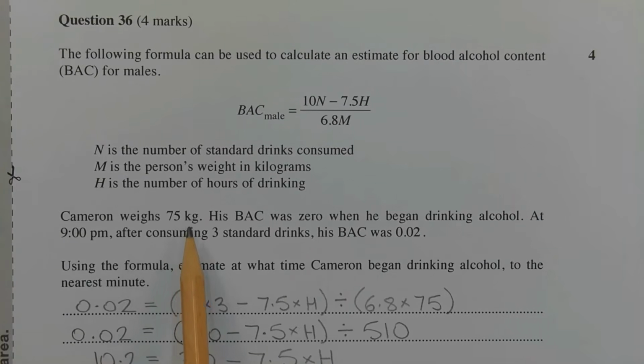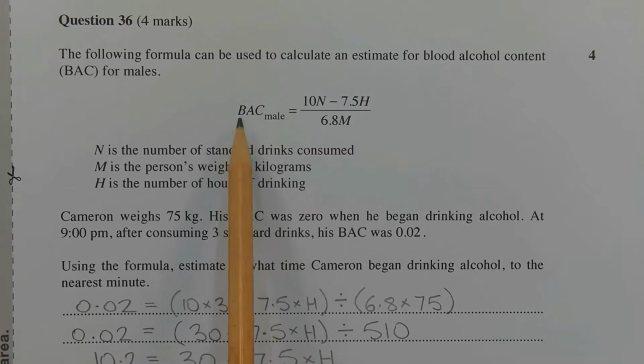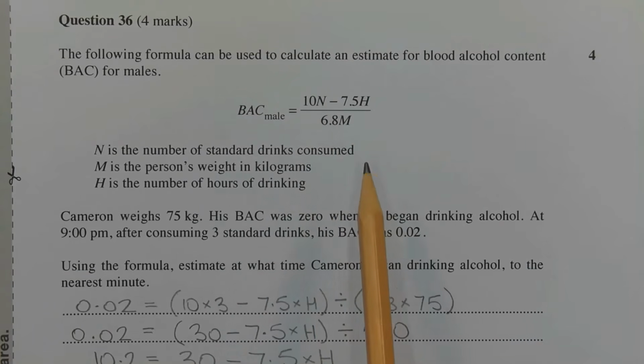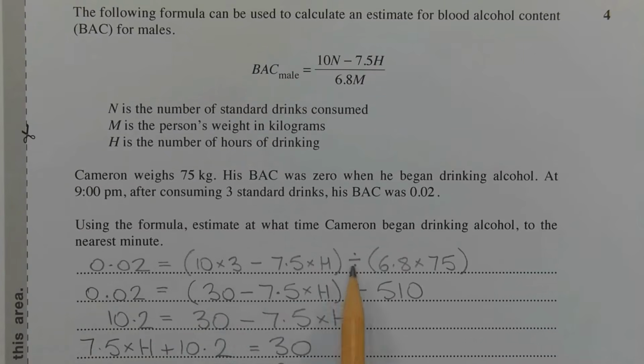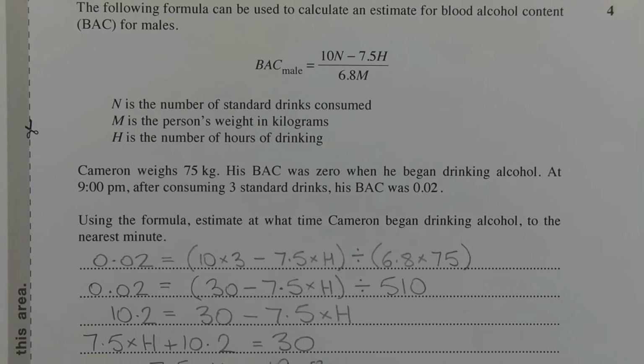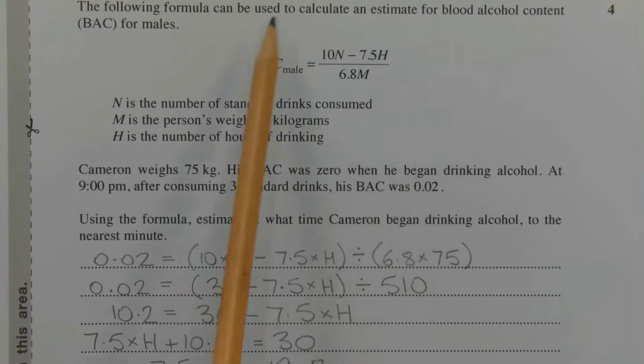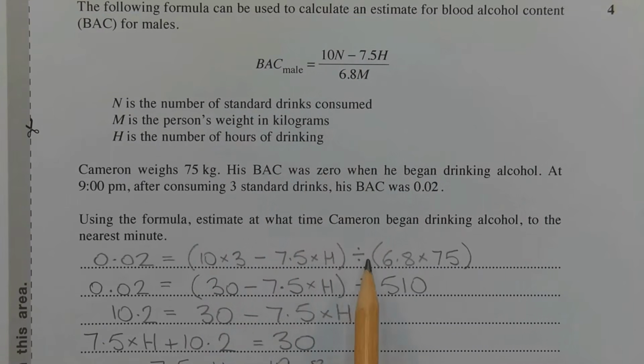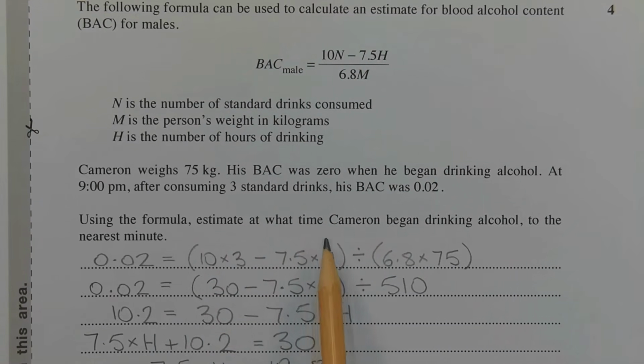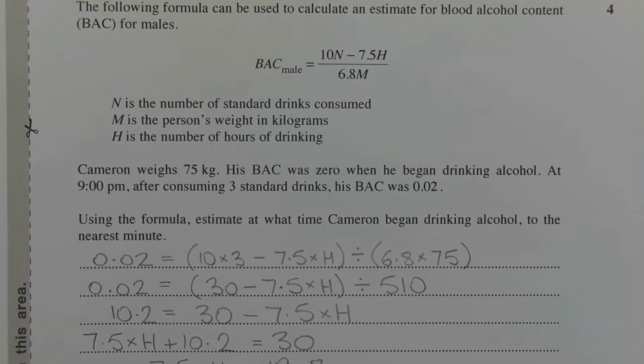So substituting 0.02 for BAC, 3 for N and 75 for M, we can rewrite the formula using the division symbol here. And I've used this format as I find it a little bit easier to write in this form given the lines that are provided. Note though that to write an equation that's originally in fraction form using the division symbol, you must use brackets around the numerator and the denominator, or else you'll get an incorrect answer.